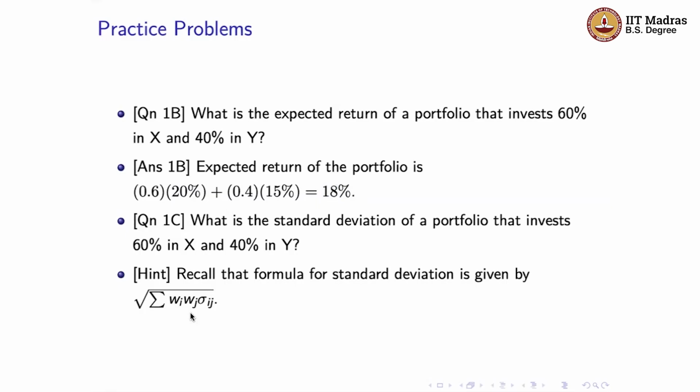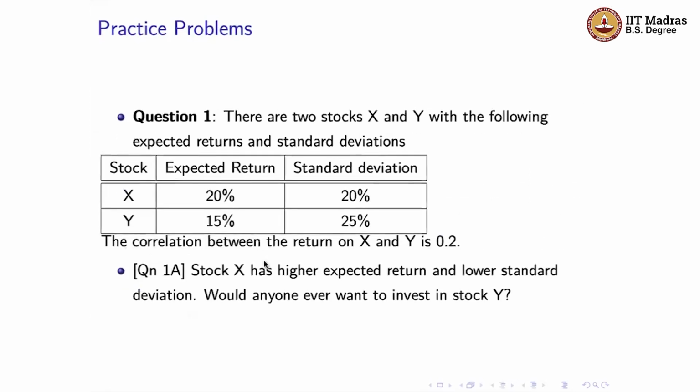Now, if we apply the formula here, we have got the weights, so 60% and 40%. What are the other things that we require? So that will be Wx and Wy. The other things that we would require are sigma xx, so that is the variance, right? We are given the standard deviation is 20%, so the variance will be the square of this. We'll also require sigma yy, which is again the variance of Y. So that would be 25%, and again, you need to square it.